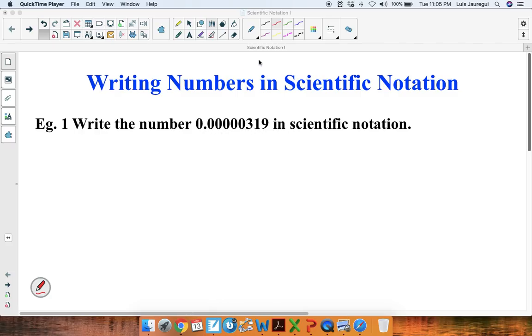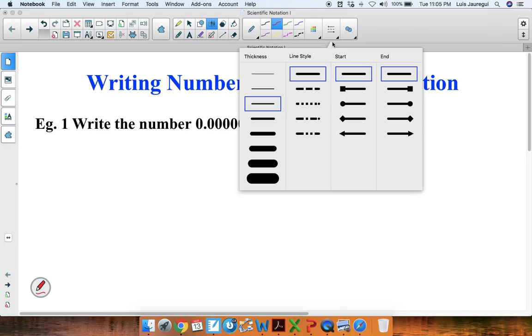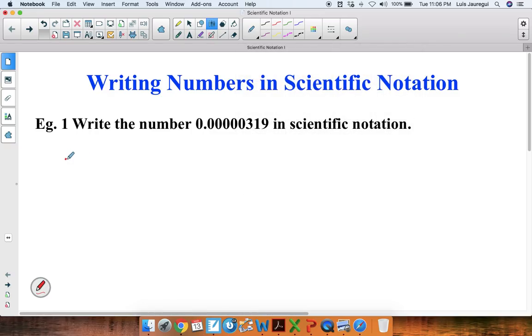0.00000319 in scientific notation. So what we need to do is to remember what it means to be written in scientific notation. We usually say that a number is written in scientific notation if it can be written in the form n times 10 to the a, where n is a number between 1 and 10, except 10, and a is an integer.